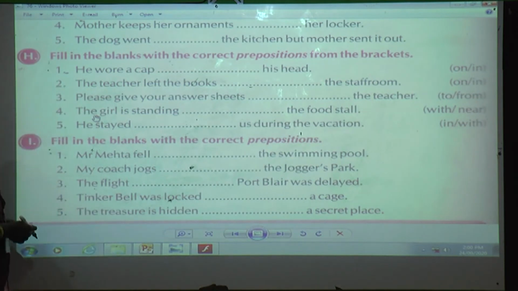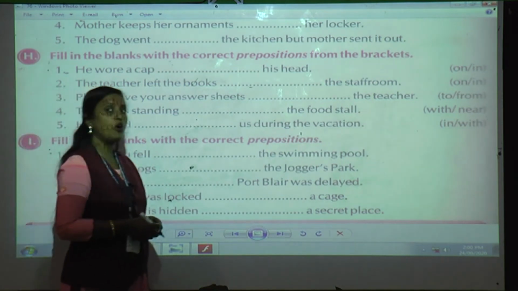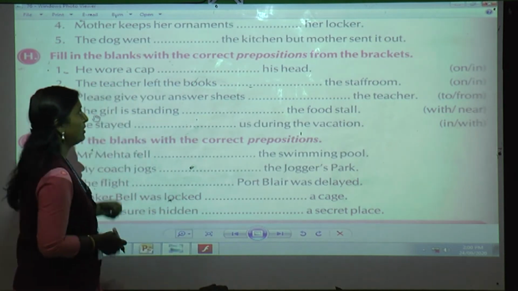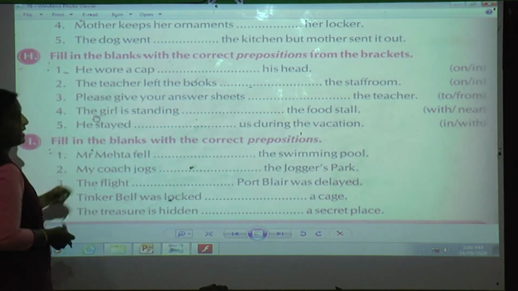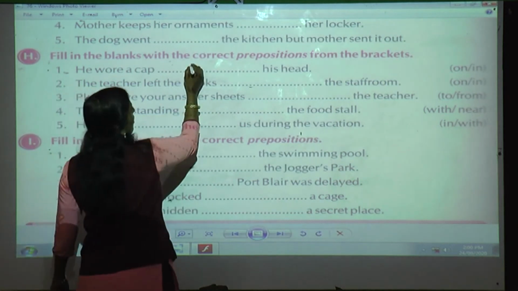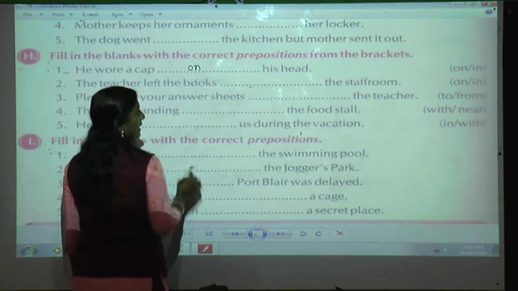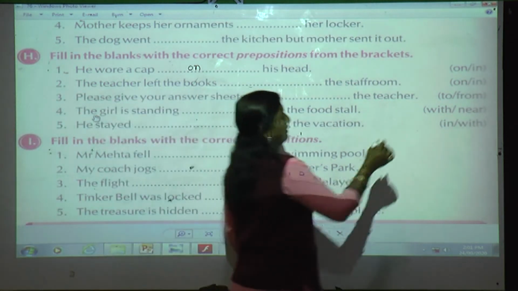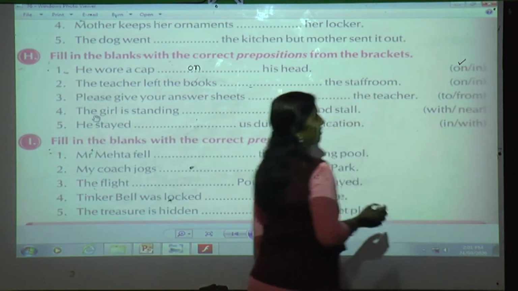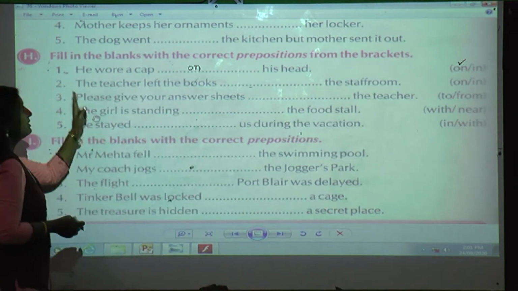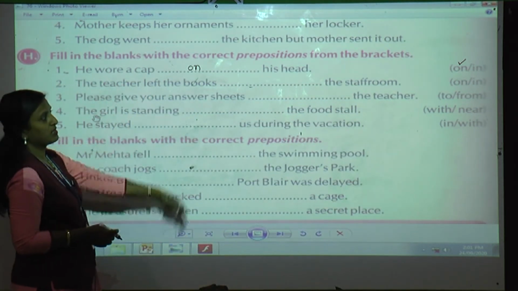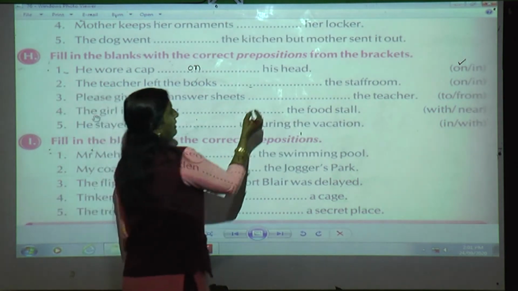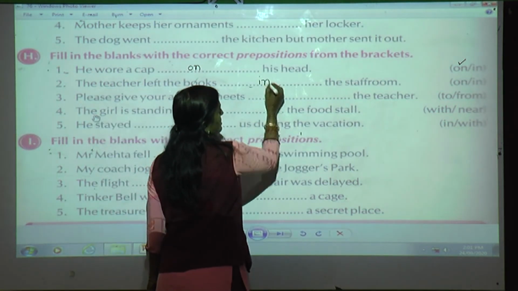He wore a cap dash his head. On or in? We are going to wear the cap on our head. So on his head, not in the head. So I am just going to put a tick over there. Next, the teacher left the books where? Yes, in the staff room.